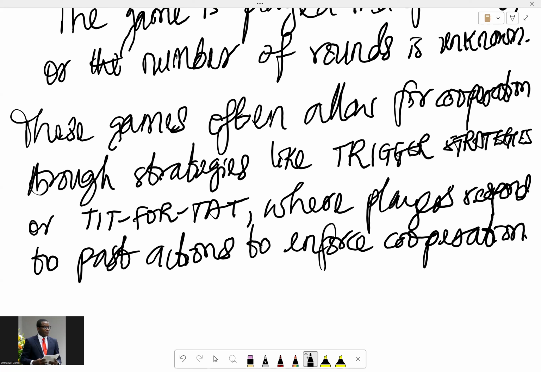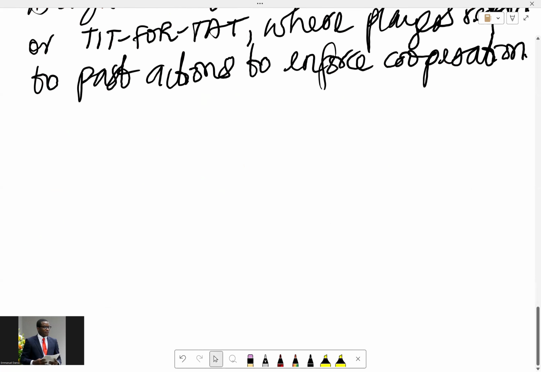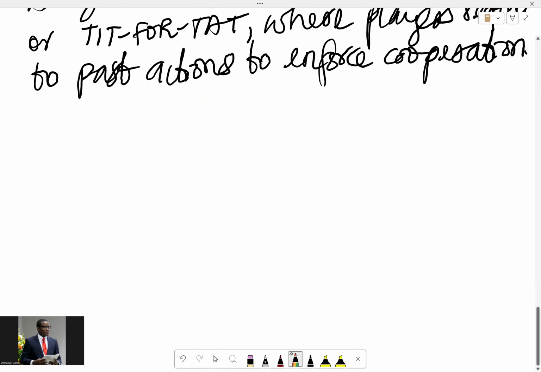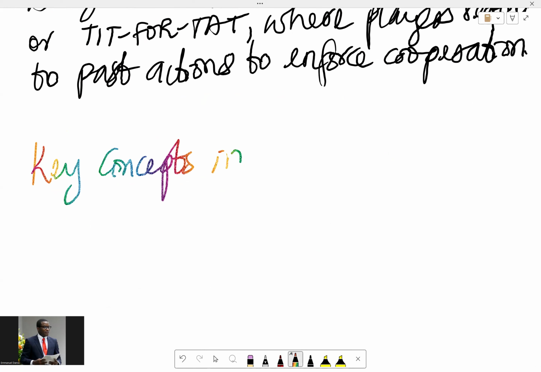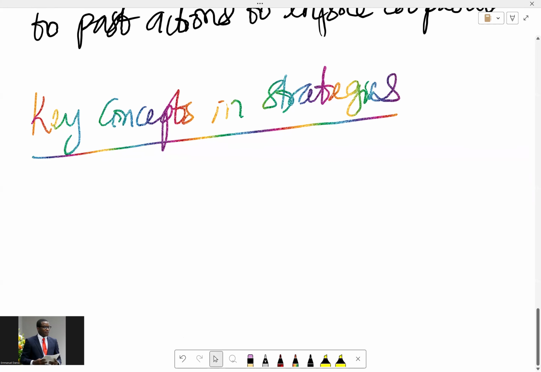All right, so those are types of repeated games. Now that takes us next to key concepts in strategies. We've mentioned two strategies, but let's see some key concepts that we may get to talk about when we talk about strategy.